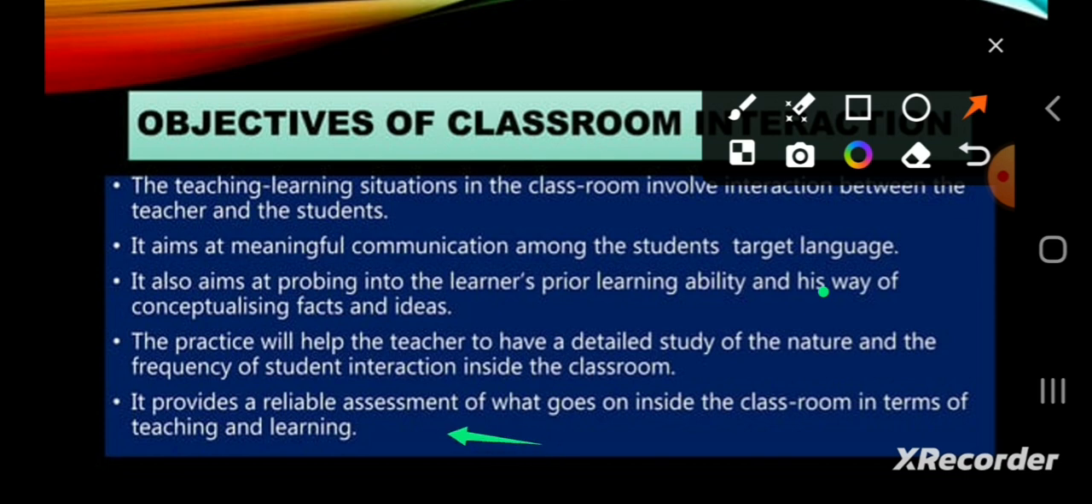It provides a reliable assessment of what goes on inside the classroom in terms of teaching and learning. Evaluating teaching and learning: provide a reliable assessment of classroom dynamics and effectiveness in teaching, helping to refine instructional approaches.